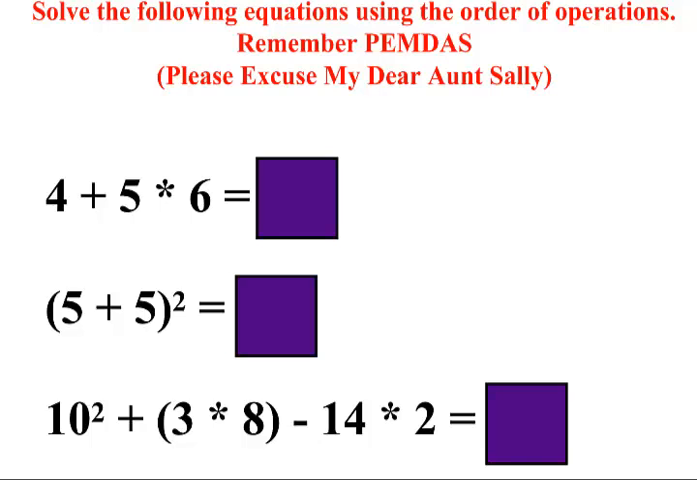Looking at this first equation, I look and I see P. Do we have any parentheses? No. So we move to E for exponent. Do we have any exponents? No. So then we have to look for any multiplication or division from left to right. In this case, we do have a multiplication problem, 5 times 6. 5 times 6 is 30.